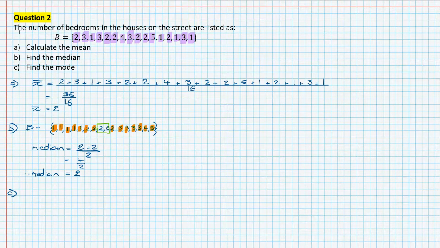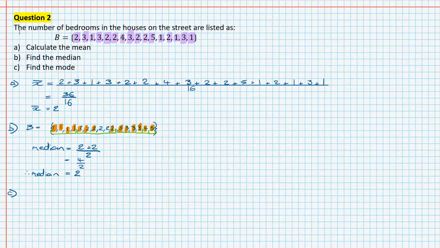Alright, now final part, find the mode. So the mode being the most common occurring number. Looking at our data set here, we've got 1, 2, 3, 4 ones. Then we've got 1, 2, 3, 4, 5, 6 twos. Then we've got 1, 2, 3, 4 threes, 1, 4, and 1, 5.